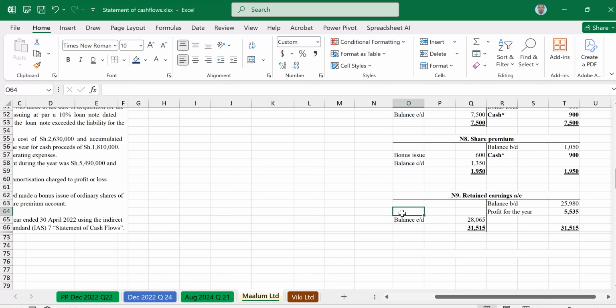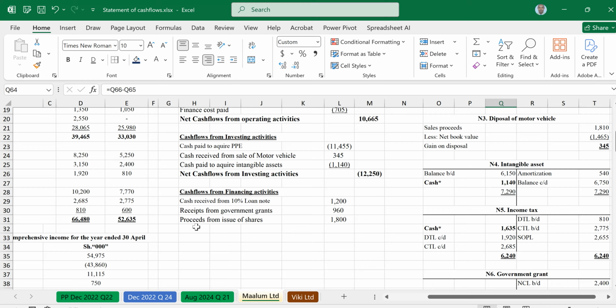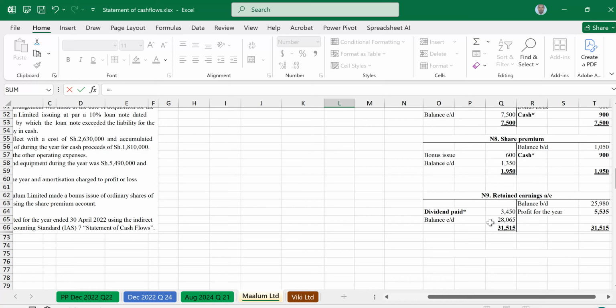The balance will be cash dividend paid, or simply put, any amount of dividend that was paid. That will be the balancing figure for our question. Dividend paid is 31,515 minus 28,065, and it amounted to 3540 as the amount of dividend that was paid. So dividend paid amounted to 3540.